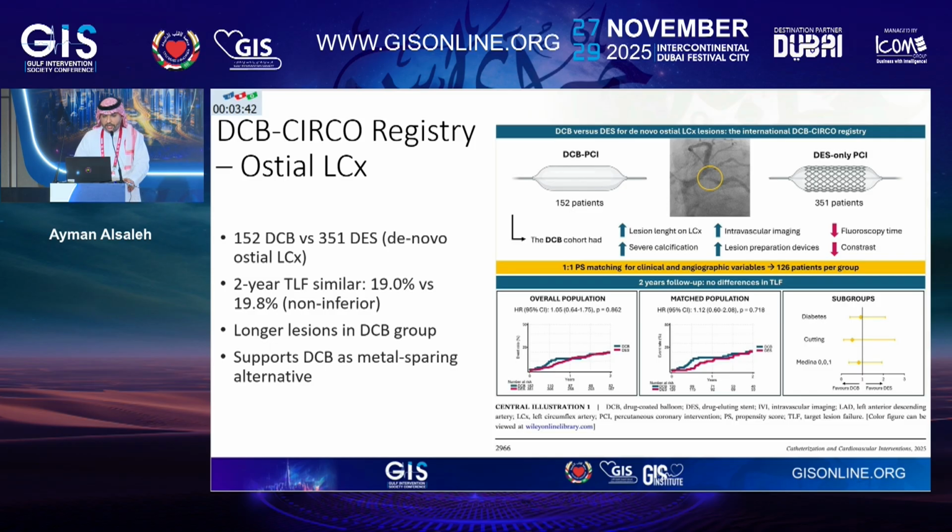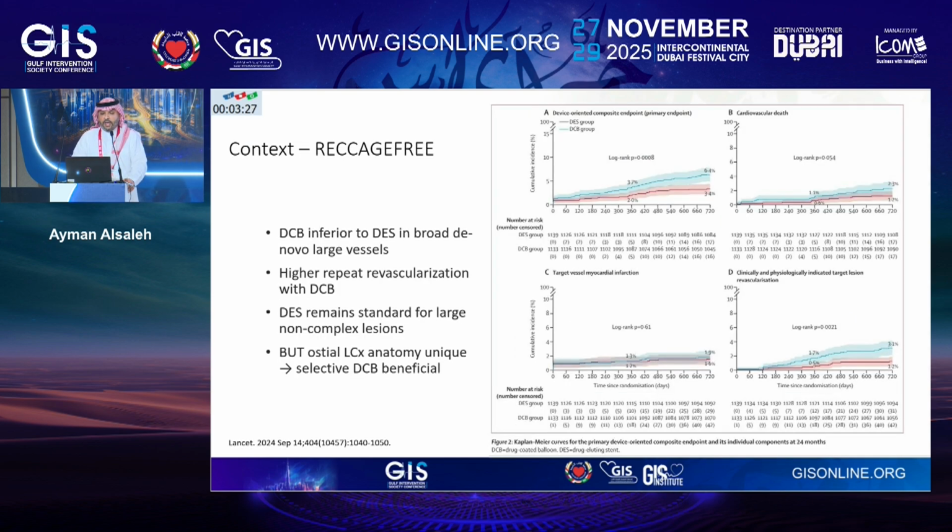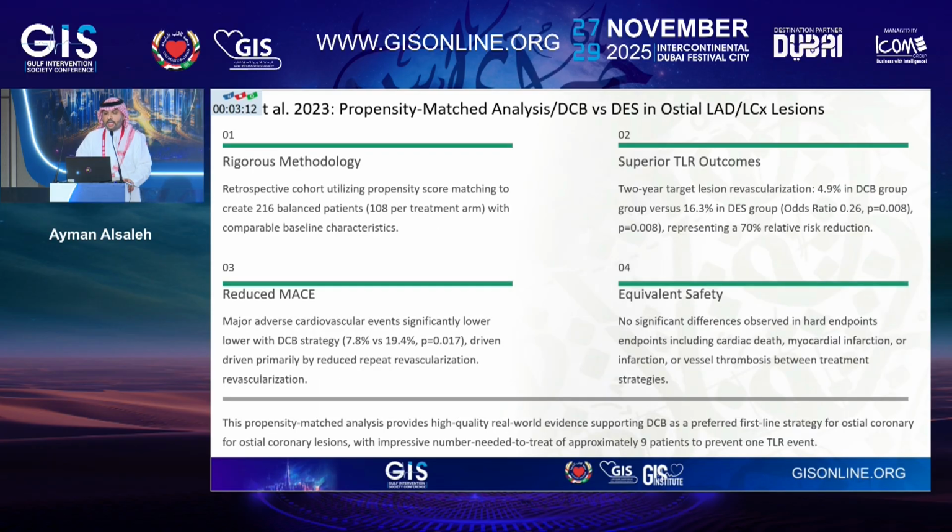Further evidence from this registry: 150 patients with DCB versus 351 with DES. The 2-year TLF was 19 versus 19.8, non-inferior, with longer lesions in the DCB group, and it supports possibly DCB as a metal-sparing alternative in certain locations. Further evidence shows DCB may be inferior to DES in broad de novo large vessels, with higher repeat revascularization. As we mentioned, DES remains the standard for large non-complex lesions, but ostial anatomy is unique, and selective DCB may be beneficial in certain cases.